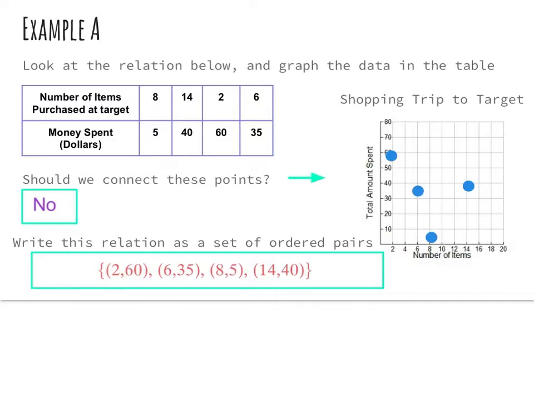So when the question asks you to write the relation as a set of ordered pairs, remember, you need to write them in order from least to greatest based on the x value. Let's take a look at the next one.